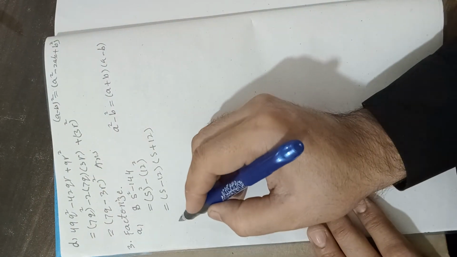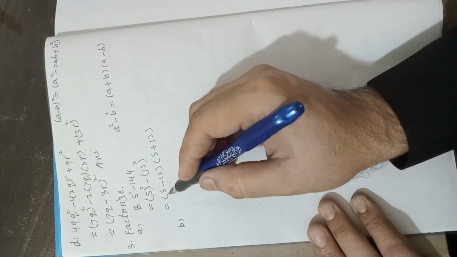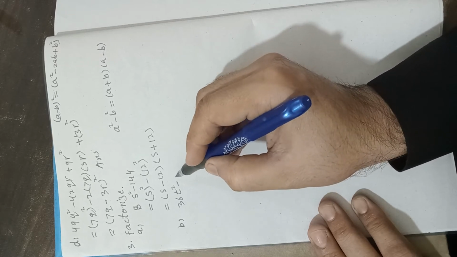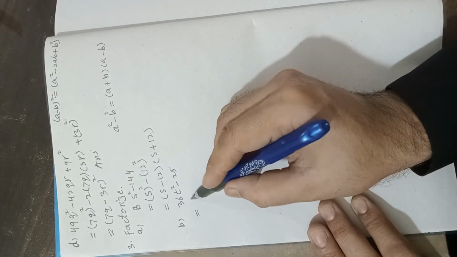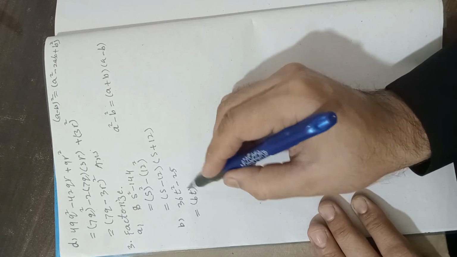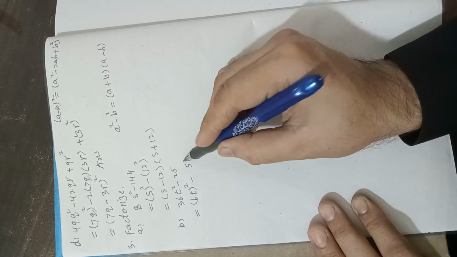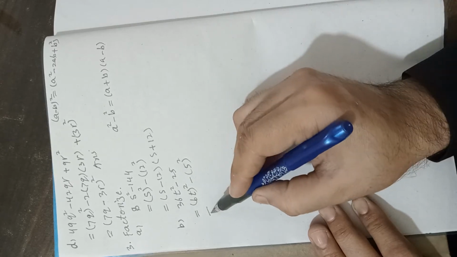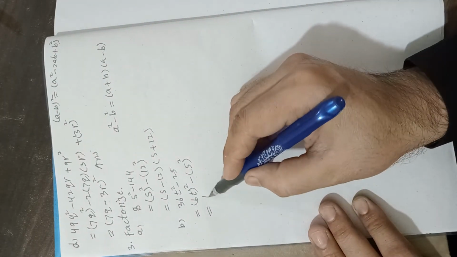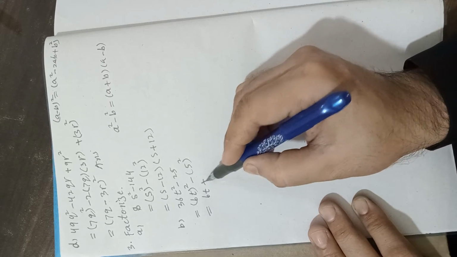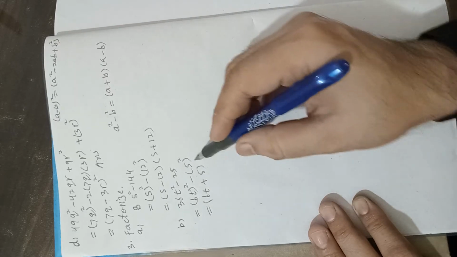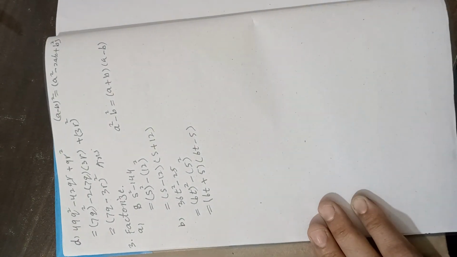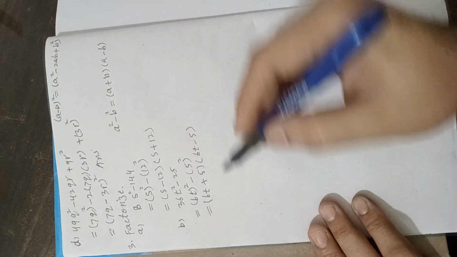Then part B, question number 3, part B. Here he is asking us about 36t square minus 25. 36 will become 6t whole square, and 25 will become 5 square. So a square minus b square, we will write just like that, a plus b, a minus b. So write it 2 times. First time 6t plus 5 and second time 6t minus 5. Just like that, a square minus b square is equal to a plus b, a minus b.